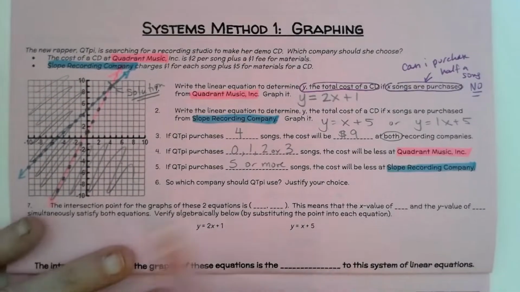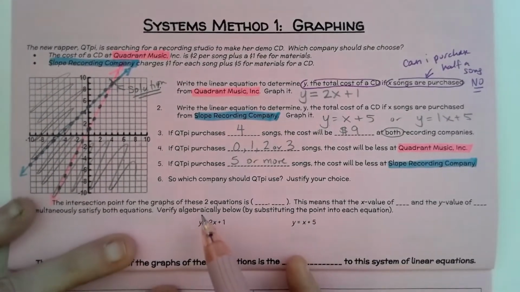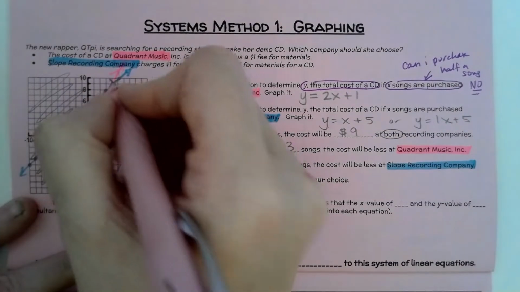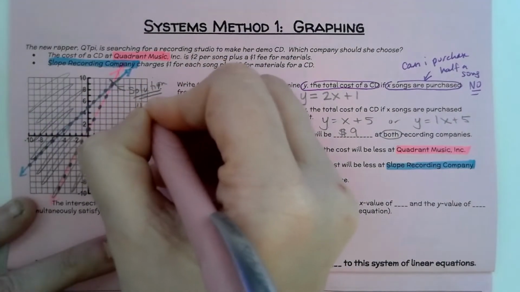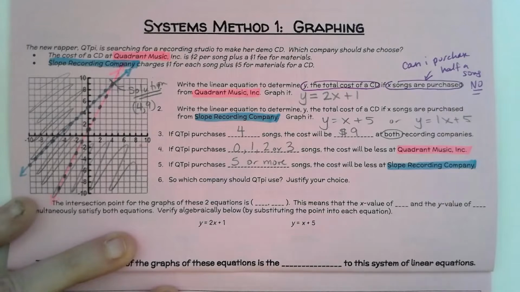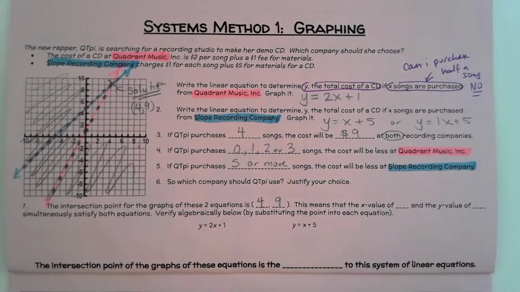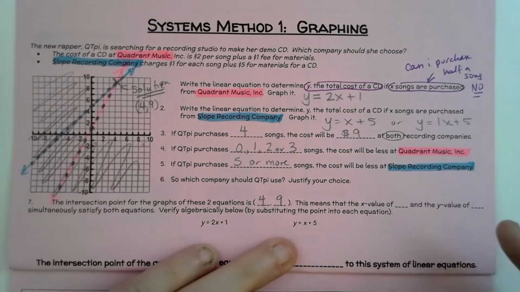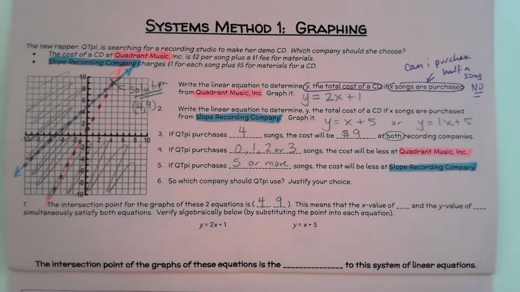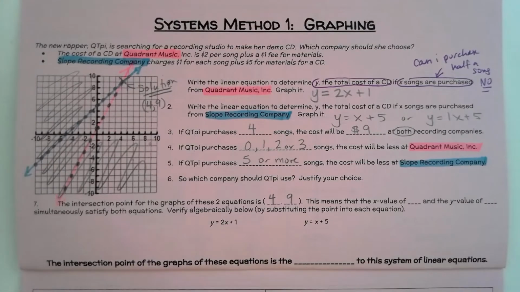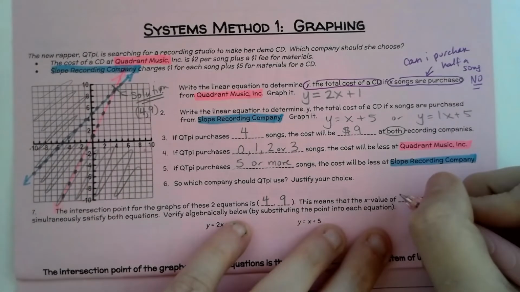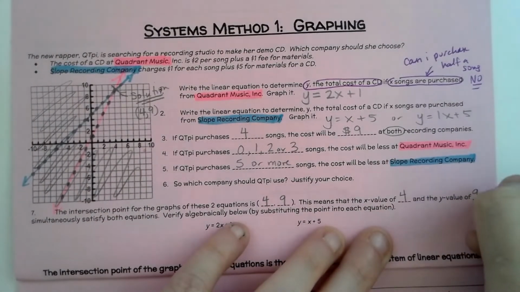Now let's talk about this part here. It says the intersection is, so where do they cross? The intersection is at 4, 9. That's where they cross. This means the x value of blank and the y value of blank simultaneously satisfy both equations. Answer for me which one that is. Hopefully what you said was an x value of 4 and a y value of 9.